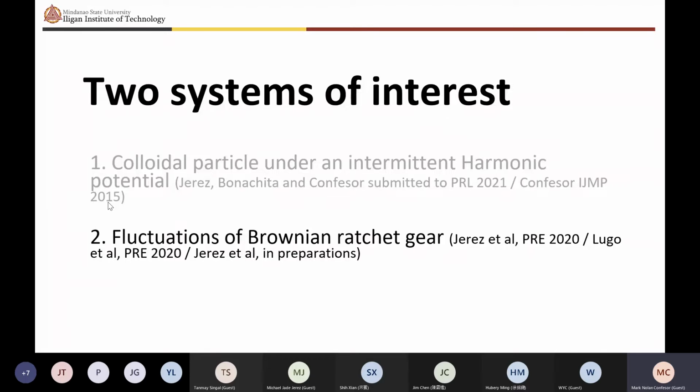Okay, so that leads me now to our second system of interest, which I will discuss, is about fluctuations of a Brownian-Ratchet gear.